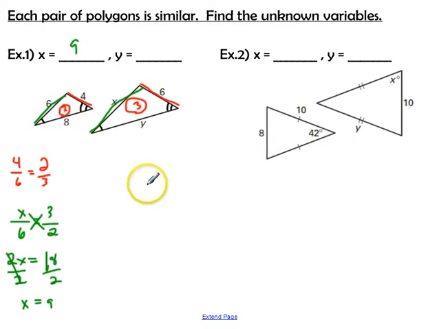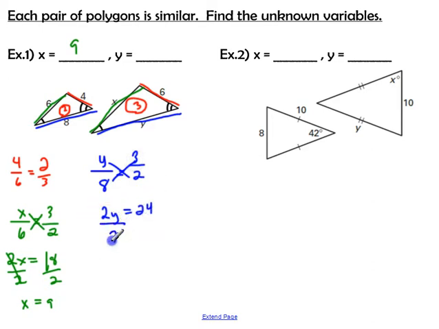Then we're going to take that same idea with side y, which corresponds to the side of 8. And if we put y over 8, that's going to correspond to 3 over 2. And again, we'll cross multiply. 2 times y is equal to 8 times 3, which is 24. We divide both sides by 2, and then we'll get y is equal to 12.